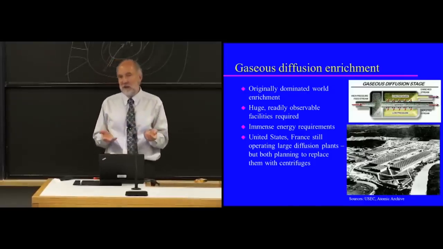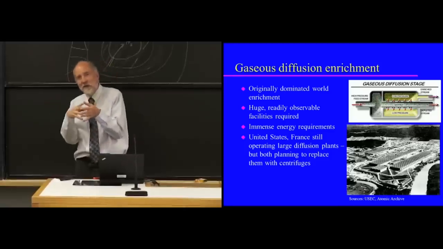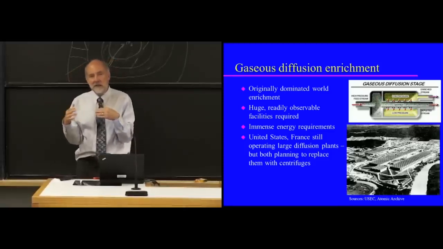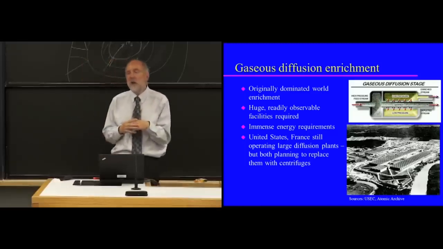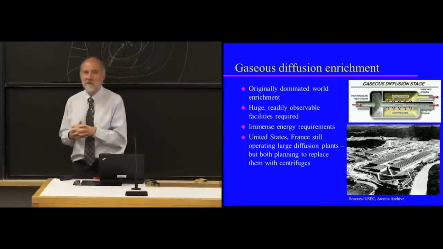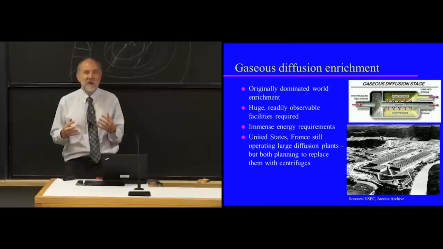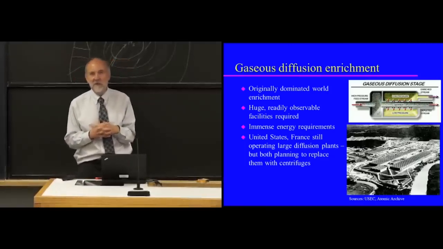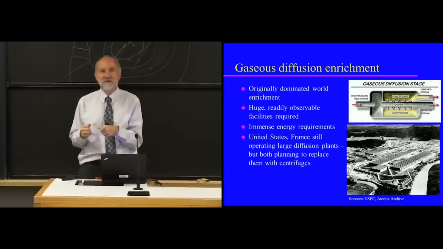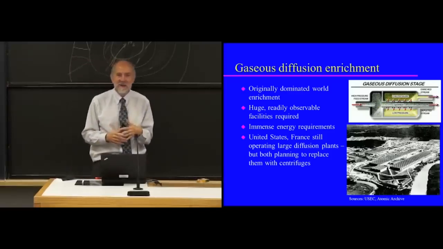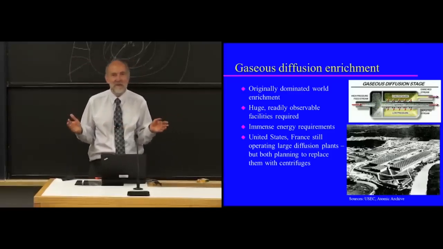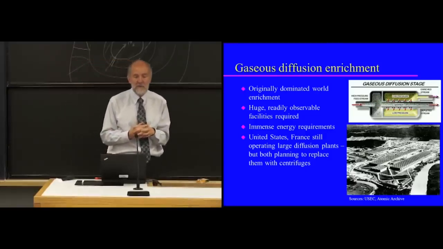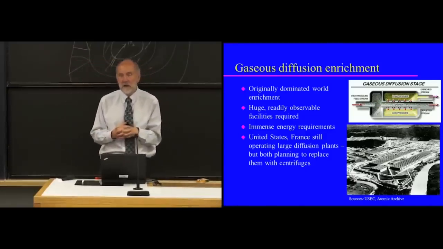And this process, because you're putting this stuff in at high pressure, you need these big pumps to get it to go through. It requires a huge amount of electricity, a giant amount of electricity. It is essentially a process of turning electricity into enrichment. And electricity is overwhelmingly the major cost that you have when you're operating one of these gaseous diffusion plants.